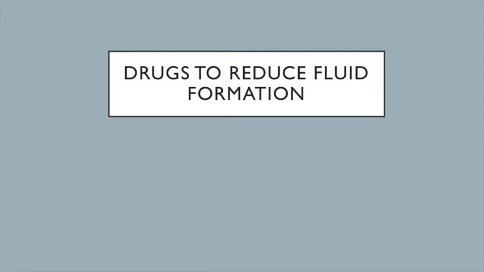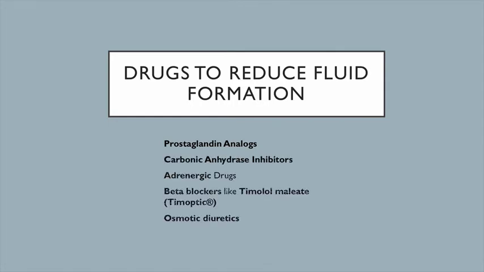So this first drug is not in your book, the prostaglandin analogues. I do not believe it is in your book. These other ones are in your book: carbonic anhydrase inhibitors, which aren't used that much, adrenergic drugs, beta blockers, which is an adrenergic drug. Timolol is probably the most commonly used one, and prior to the prostaglandin analogues, that was the drug of choice. Osmotic diuretics, not so much.